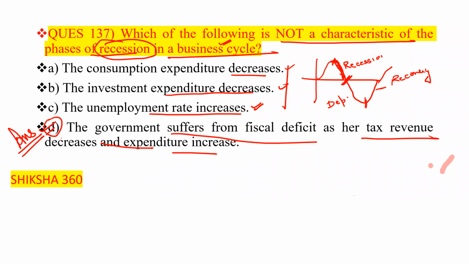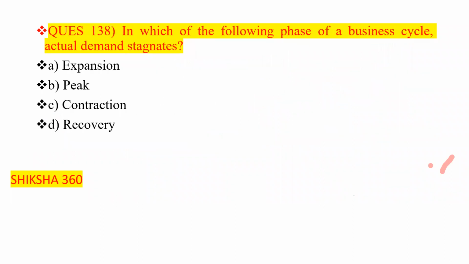Now move to the next question. Question number 138. In which of the following phases of a business cycle does actual demand stagnate? That is, there is not any rise and not any fall. Basically, it's going to be stable.